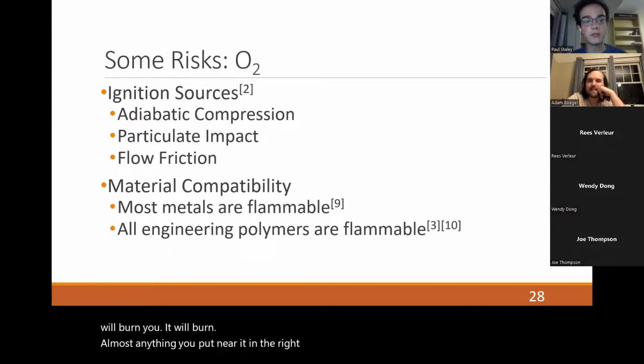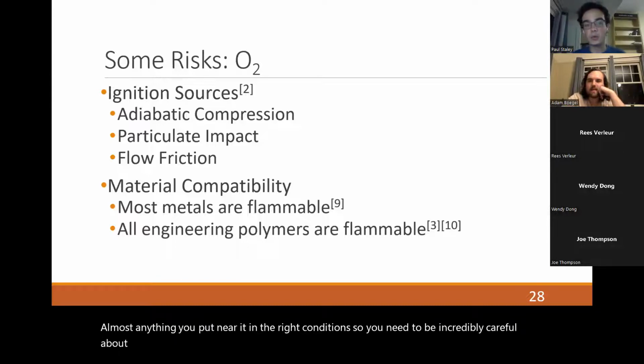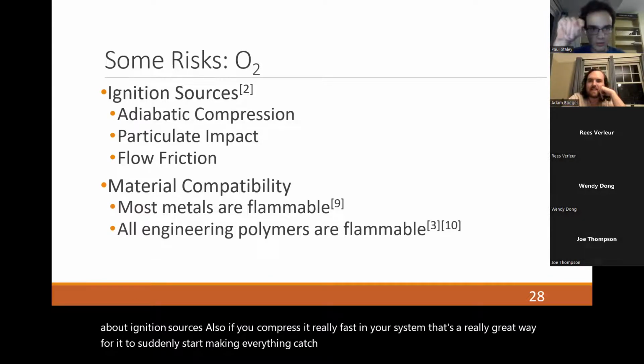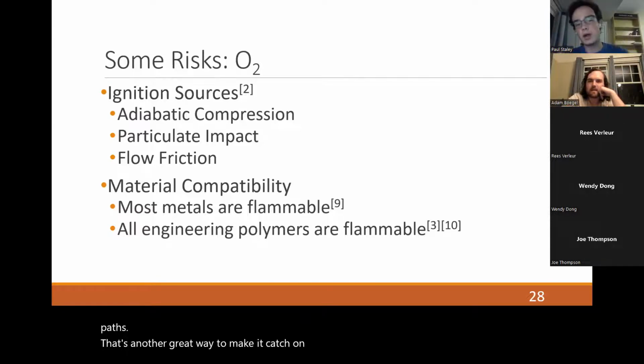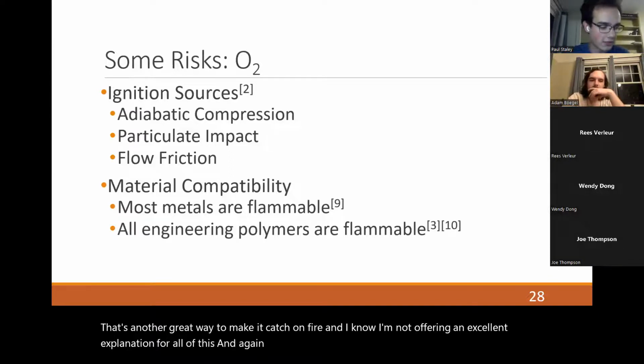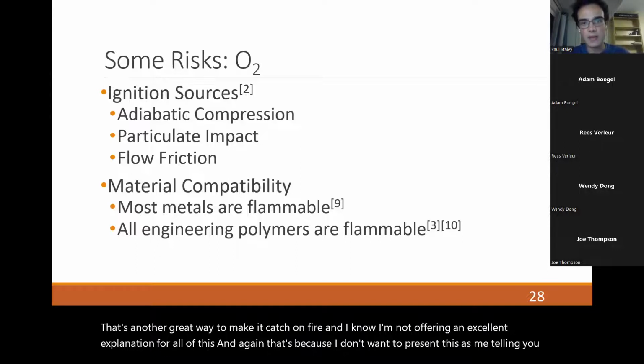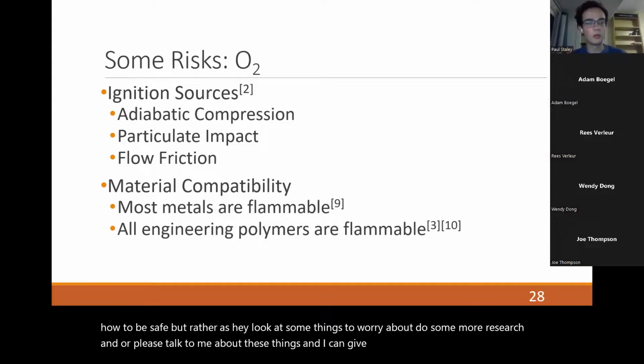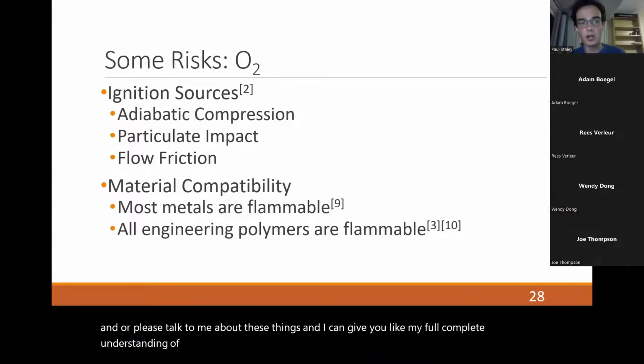So you need to be incredibly careful about ignition sources. Also, if you compress it really fast in your system, that's a really great way for it to suddenly start making everything catch on fire. If your system has weird little tortuous paths, that's another great way to make it catch on fire. And I know I'm not offering an excellent explanation for all of this. Again, that's because I don't want to present this as me telling you how to be safe, but rather as, hey, look at some things to worry about, do some more research, or please talk to me about these things and I can give you my full understanding of it. But effectively, oxygen can burn almost everything in a really bad way.